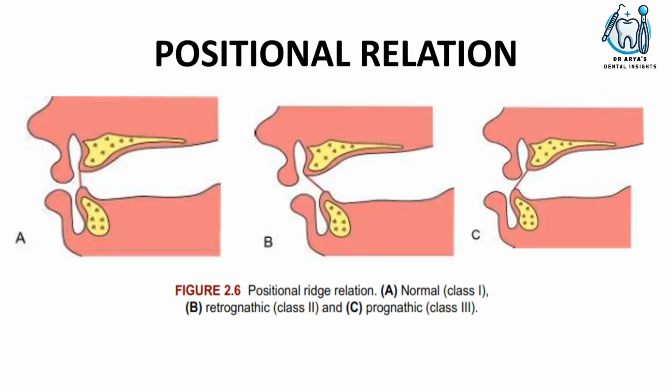Next one is positional relation. This affects tooth arrangement and denture stability. As the maxilla resorbs, the crest appears to move upwards and inwards. As the mandible resorbs, the crest appears to move downwards, forwards and laterally. So this is the positional ridge relation: class 1, class 2 and class 3.